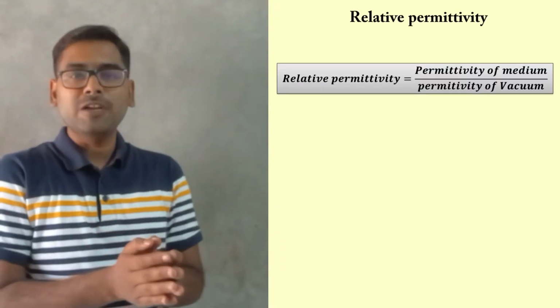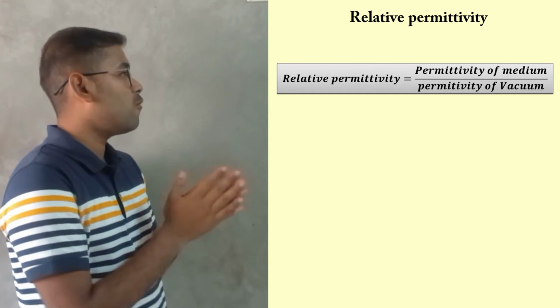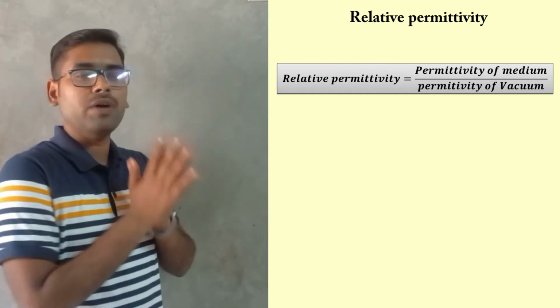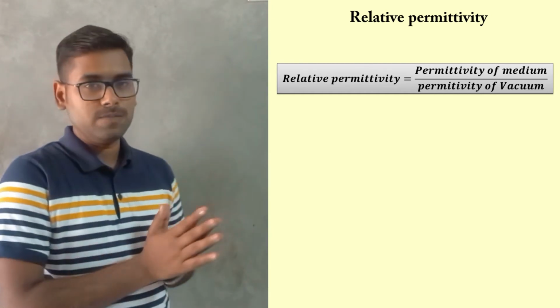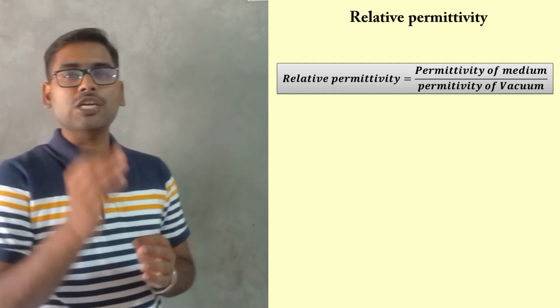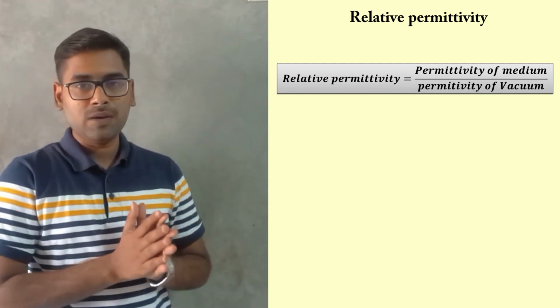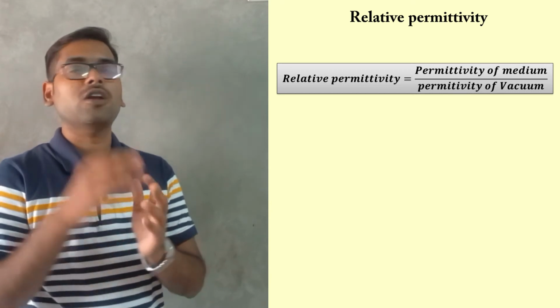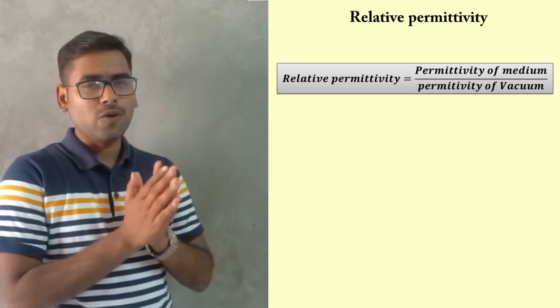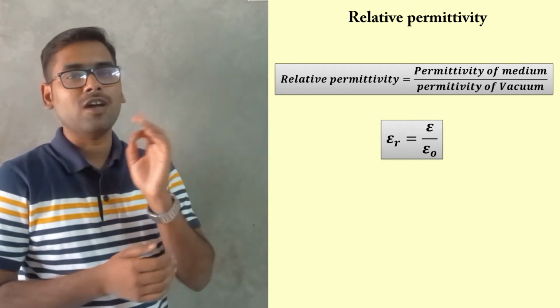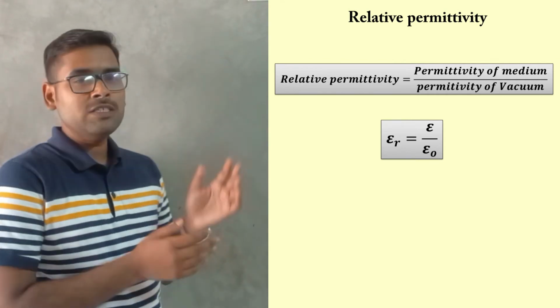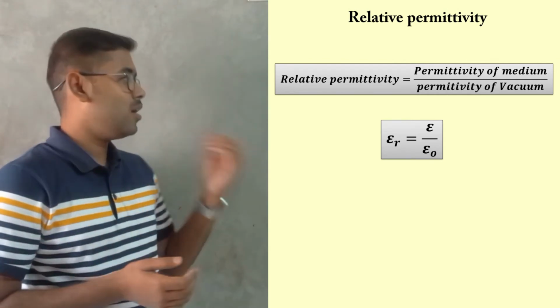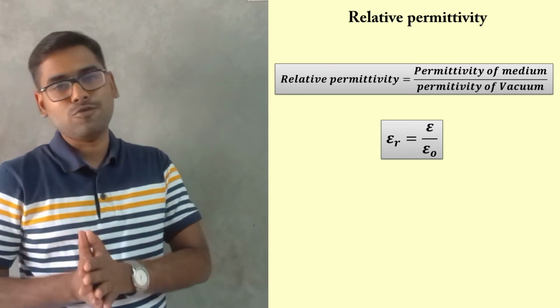Guys, the relative permittivity is defined as the ratio of permittivity of a given medium to the permittivity of vacuum or free space. This quantity is represented by the symbol epsilon r. From its definition, epsilon r can be written as epsilon r is equal to epsilon divided by epsilon naught.